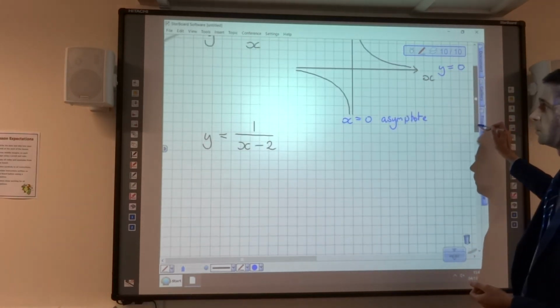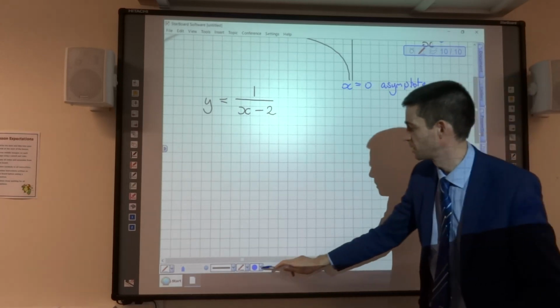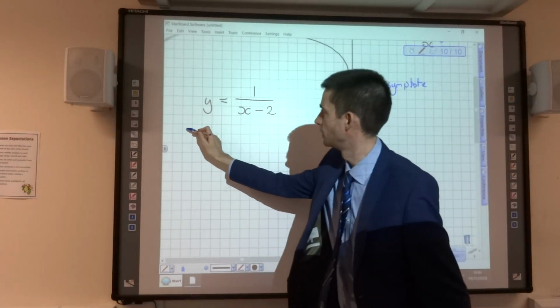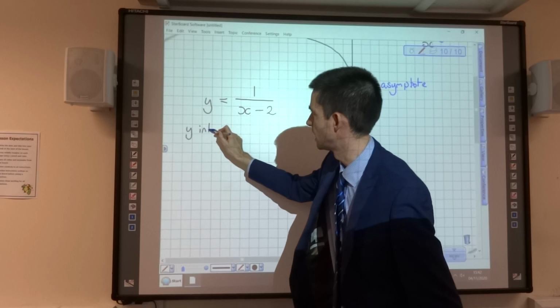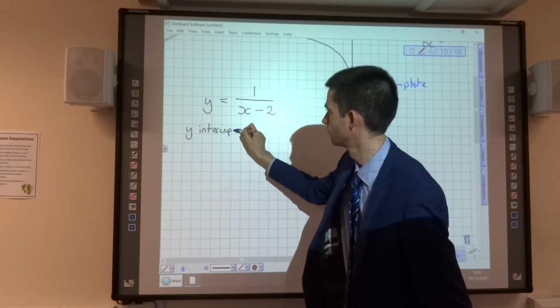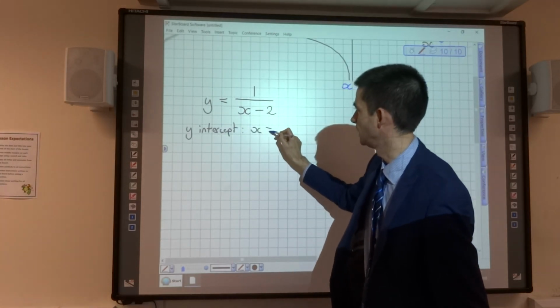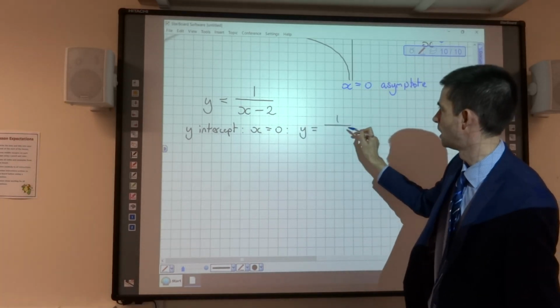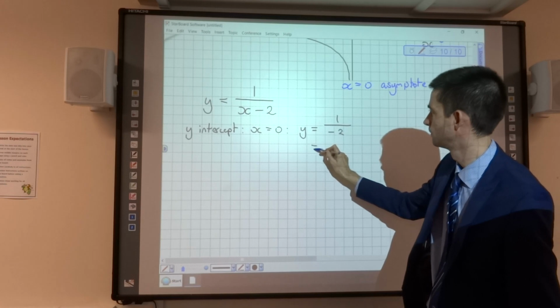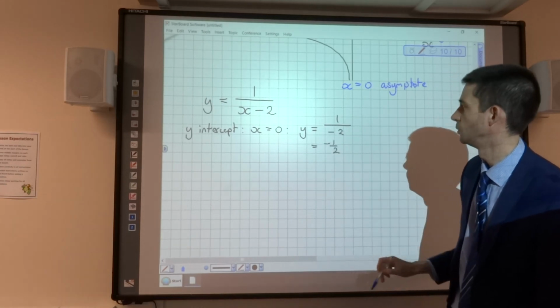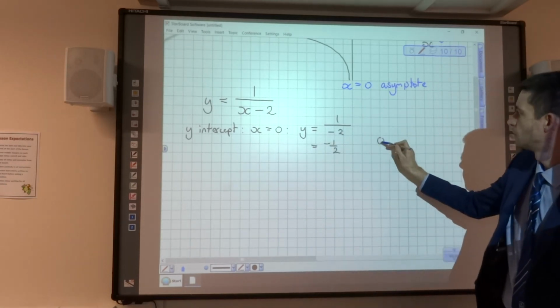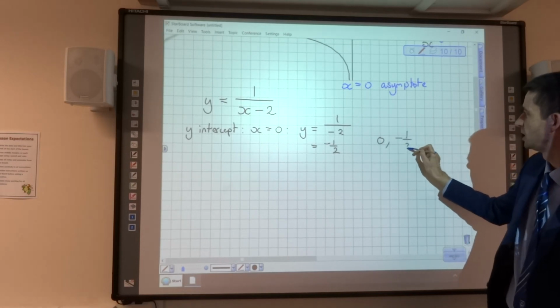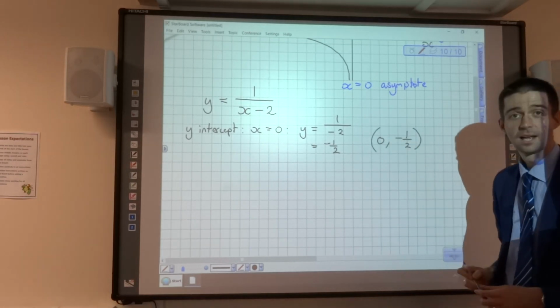So, if we have y equals 1 over x minus 2, the first thing that I'm going to do is find the y-intercept by making x equals 0. And that would give me y equals 1 over negative 2, which is negative a half. So my y-intercept is going to be 0, negative a half.